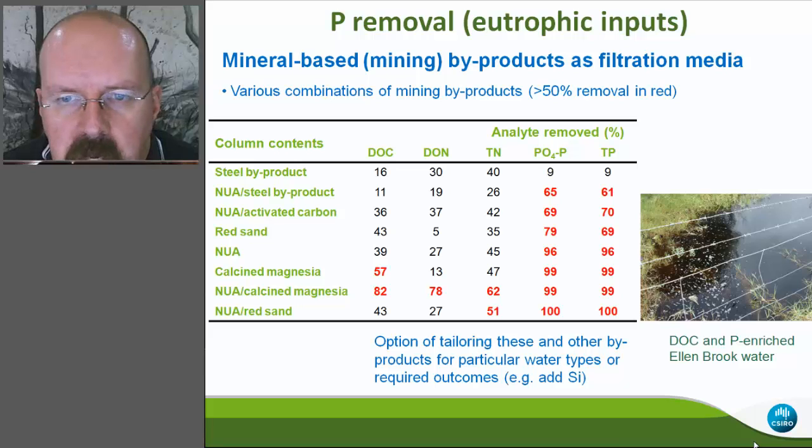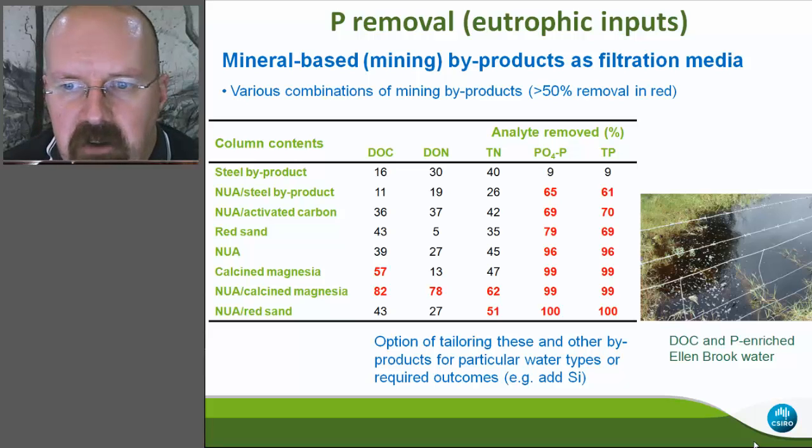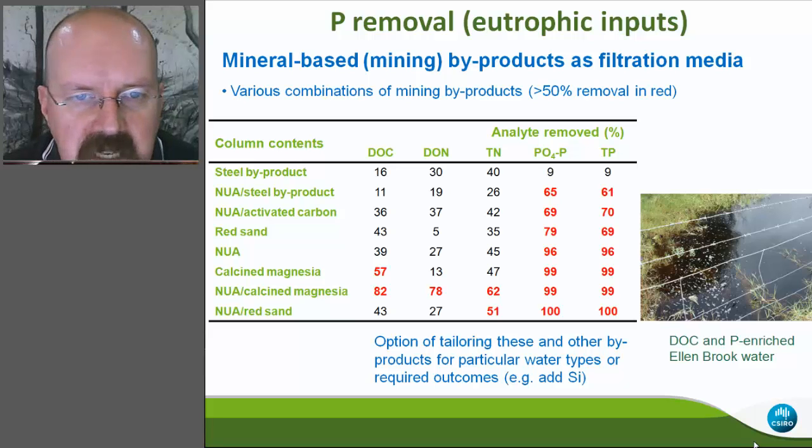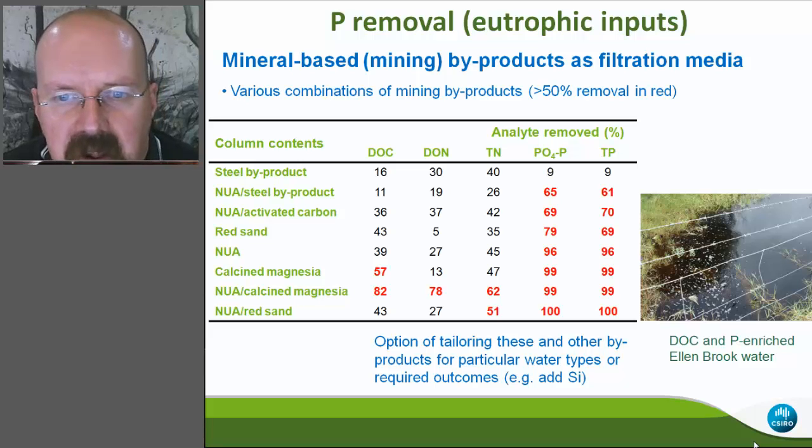Now we used a particularly difficult water here. This is Ellenbrook, local to me, which contains both substantial DOC, often up to 50 milligrams per litre, and you can see that really colour there, but also can be substantially phosphorus enriched, often containing over 1 milligram per litre of phosphorus. So what we can see is that sometimes materials on their own, such as NUA, are very effective there at removing 96% of the dissolved and total phosphorus.